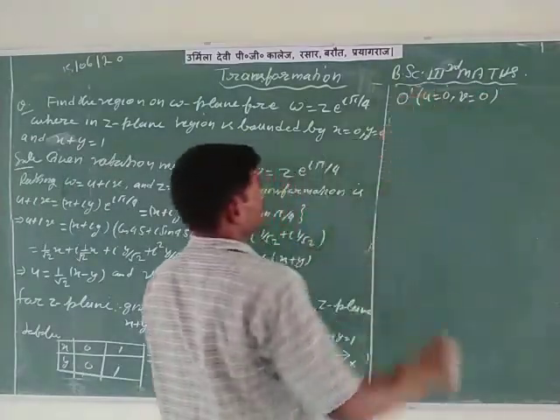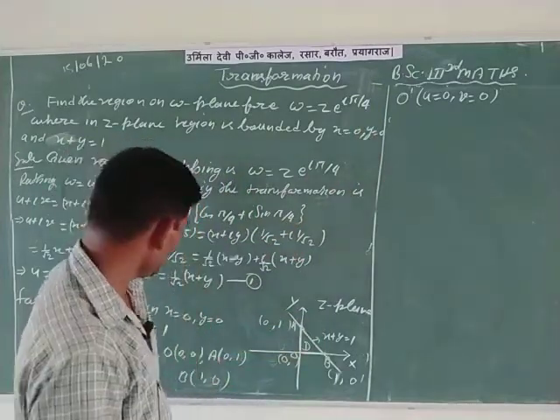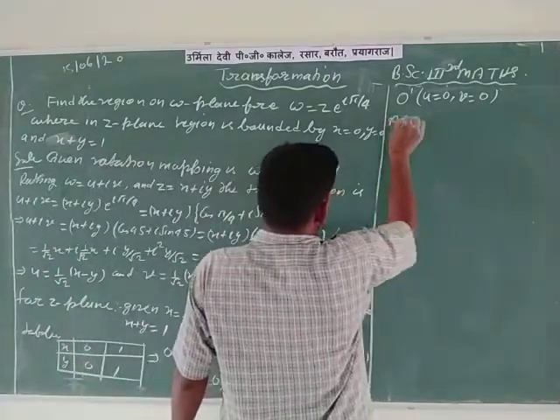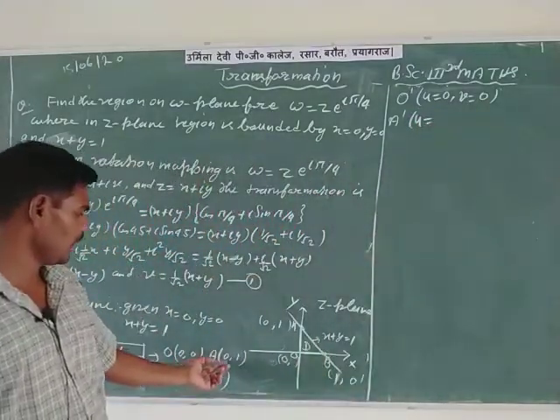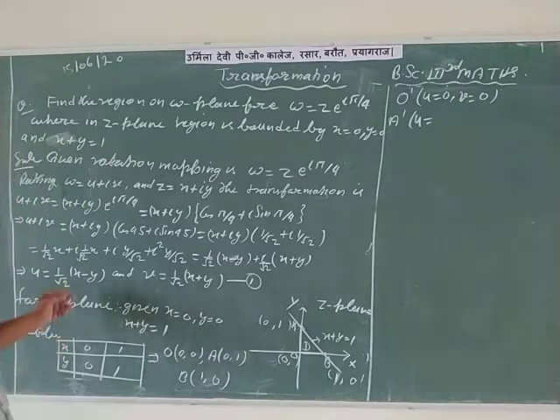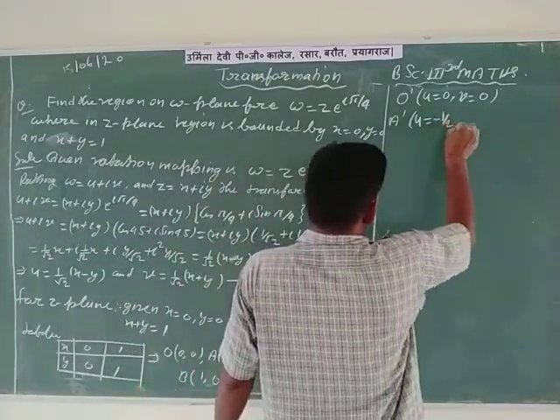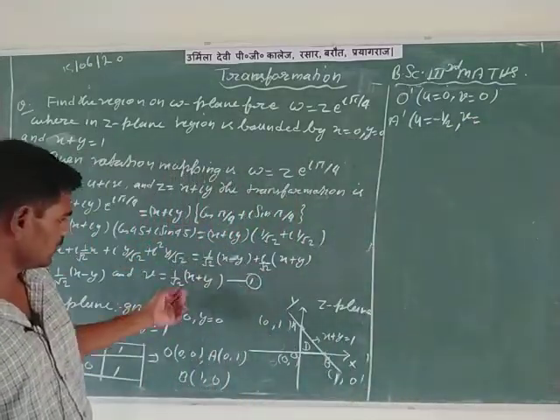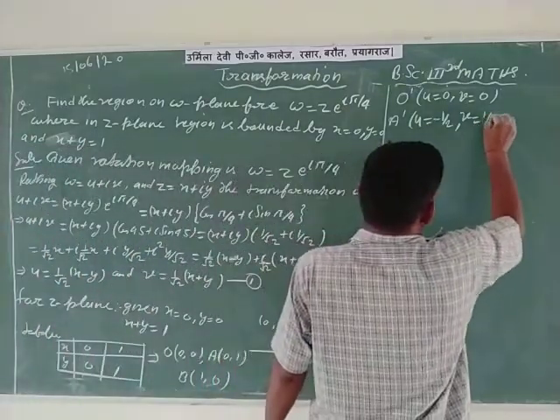So the corresponding point, capital O dash, has coordinates 0, 0. The corresponding point of capital A is denoted by A dash, whose coordinate u is equal to, putting x is equal to 0 and y is equal to 1, minus 1 by under root 2. And v is equal to, putting x is equal to 0 and y is 1, 1 by under root 2.